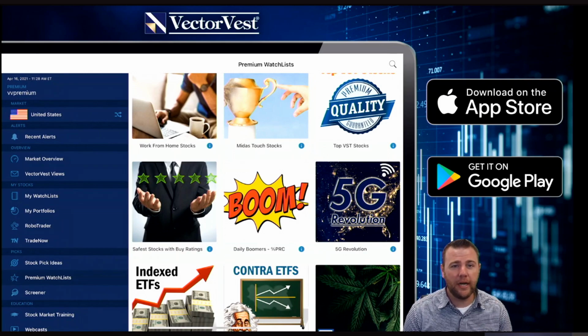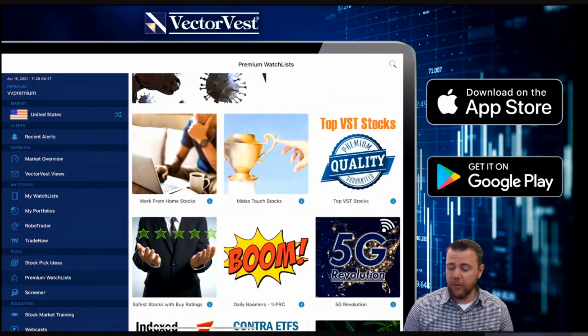If you're more of a swing trader, not necessarily watching your stocks all throughout the day, but like to trade more actively, we have Midas Touch stocks. And if you're more long-term oriented or conservative in your trading, well, safest stocks with buy ratings. One-stop shop for anybody out there, regardless of who you are and what your investment style is.